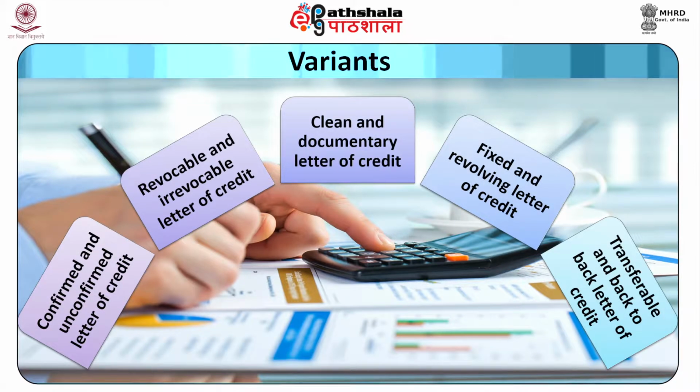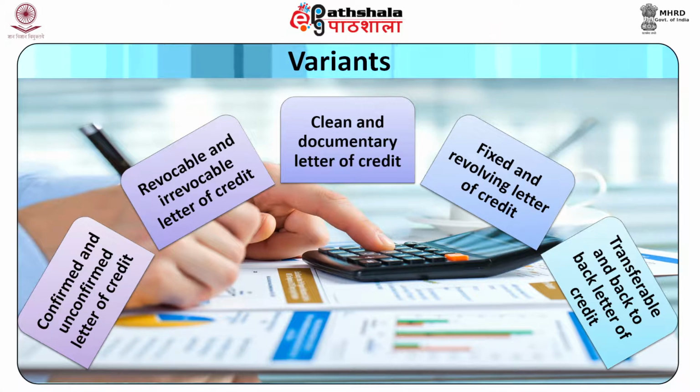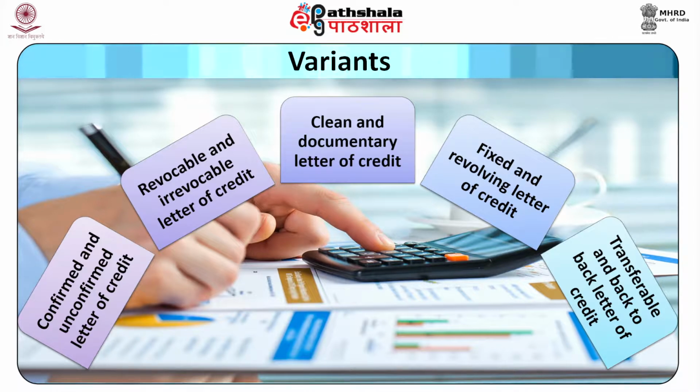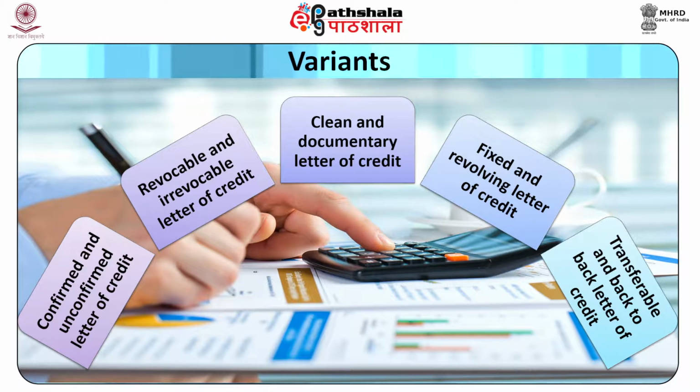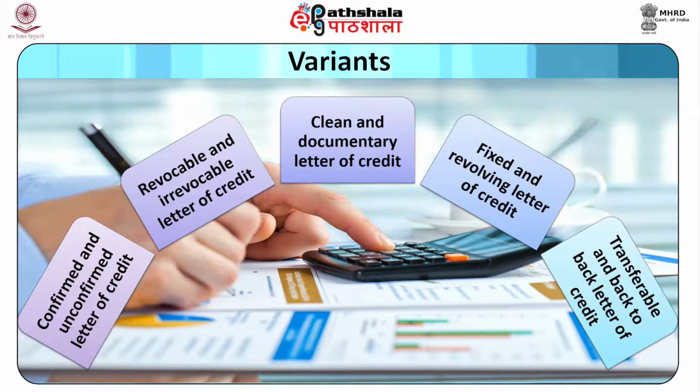There are many variants of a letter of credit. These are, first, confirmed and unconfirmed letter of credit. When another bank's guarantee is added to the issuing bank guarantee, the initial letter of credit becomes a confirmed letter of credit. On the other hand, when a local bank does not add its name as a confirming bank, it becomes an unconfirmed letter of credit. A confirmed letter of credit is always an irrevocable letter of credit.